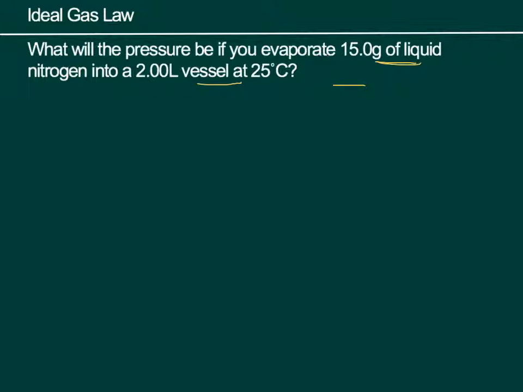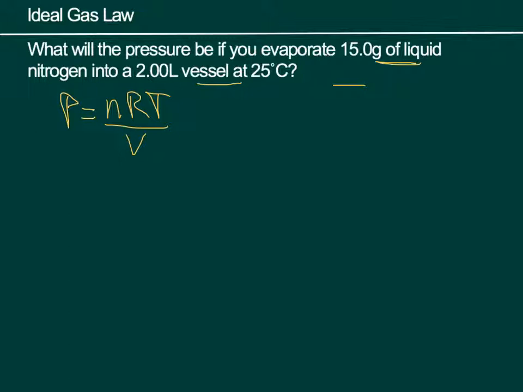So I have a temperature, I have a volume. I can use 15 grams. I know it's nitrogen gas, liquid nitrogen in this case becoming nitrogen gas. I can use that to calculate what the moles are going to be. And so what I'm really looking at is PV equals nRT, or to rearrange that in this case, P equals nRT over V. Okay, and that's what we're looking to solve here.